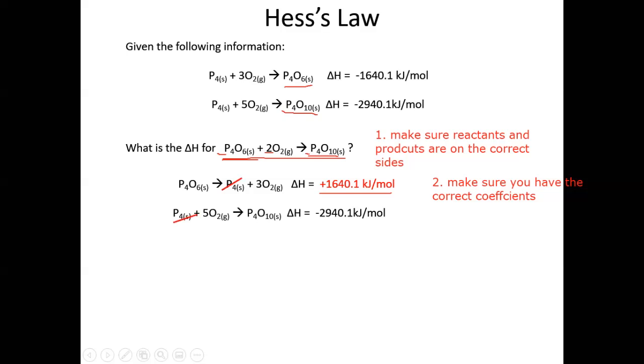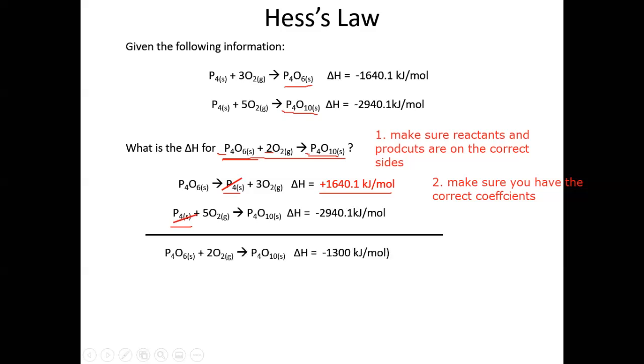So now we cross out what's the same on both sides. So the P4s cross out. And now we can add the two equations together. Again, when you add the two equations, you add the two delta H's together. And so notice we have an extra 2 moles of O2 on the reactant side, because 5 minus 3 is 2. And so this is the delta H of this chemical equation. Again, step one, make sure reactants and products are on the correct sides. Step 2, make sure you have the correct coefficients. Then you're going to cross out what's the same on both sides and then add the two equations, or in this case, two equations together.